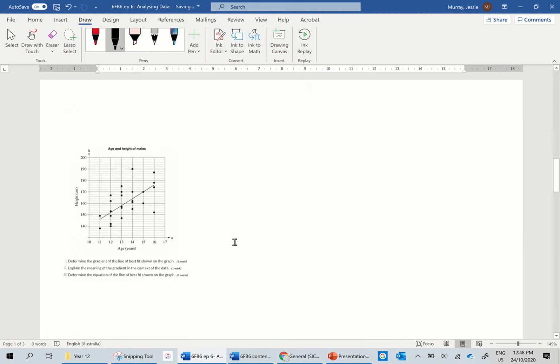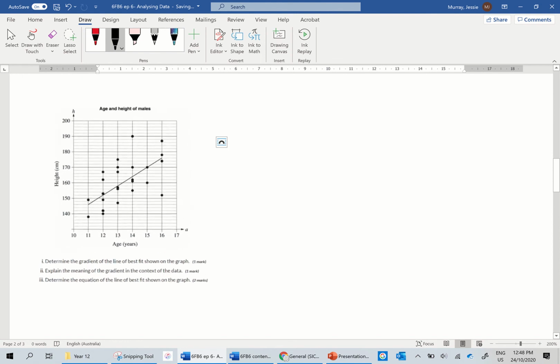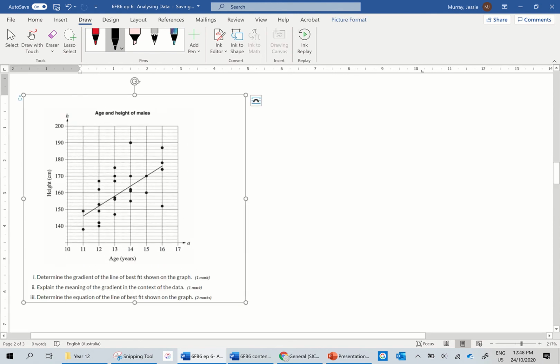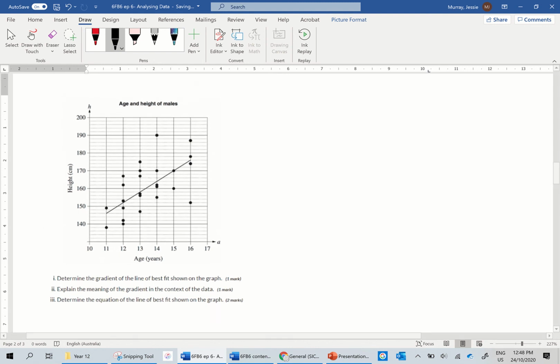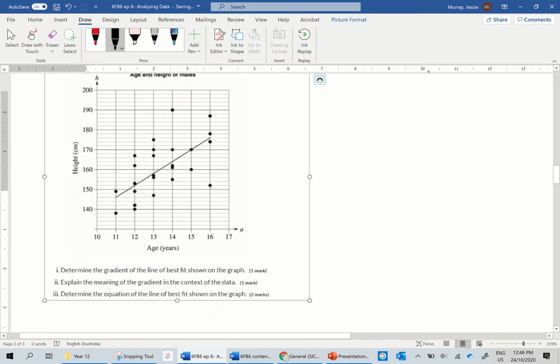All right, so here's an example question. Pause the video and give this a go if you like. Otherwise, let's have a look. Determine the gradient. So this is just putting everything I just mentioned into a question now. So I need the gradient.